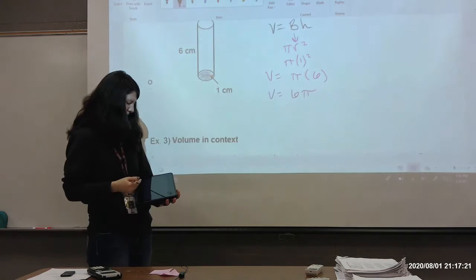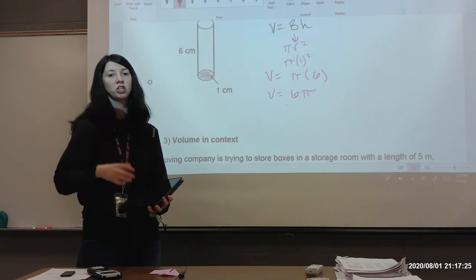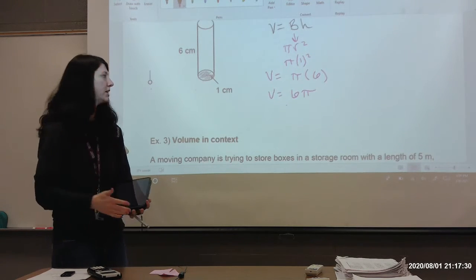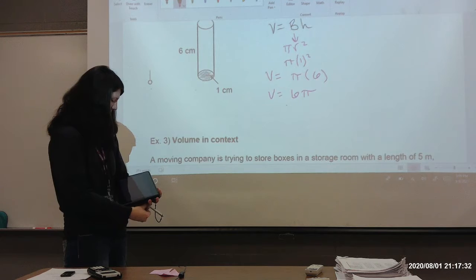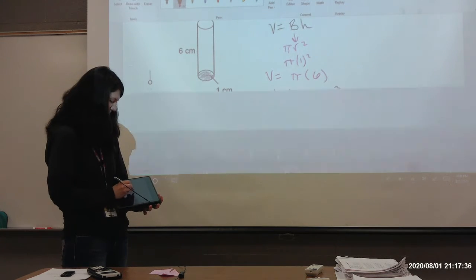Okay. So it's just 6 times pi, which is 6 pi. If we wanted to actually use this volume, we would then type 6 pi in the calculator and get a final answer there. But we're not worried about it for right now. We're just practicing the formula, and that would be centimeters cubed.